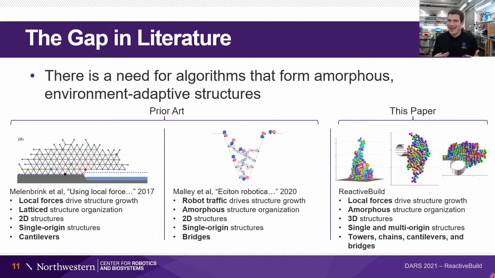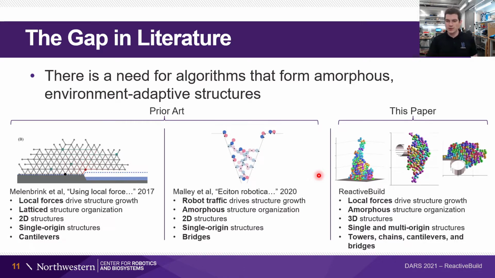And so there's somewhat of a gap in the literature where there are few algorithms that can actually make reactive structures and also few that can form amorphous structures. In Mellenbrick et al., they formed cantilevers using local force information in order to guide self-assembly. In Malley et al., Aceton Robotica, they used robot traffic effects, so robots bumping into each other, in order to form bridges. This one was amorphous, whereas the previous one that I mentioned is latticed.